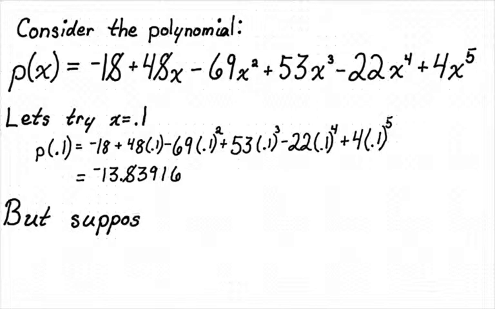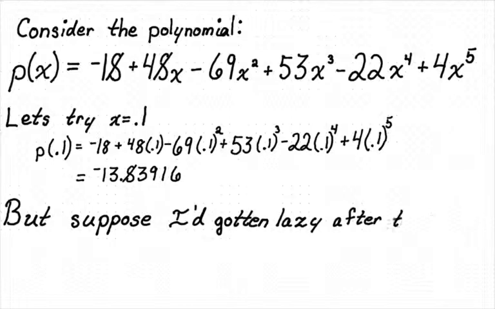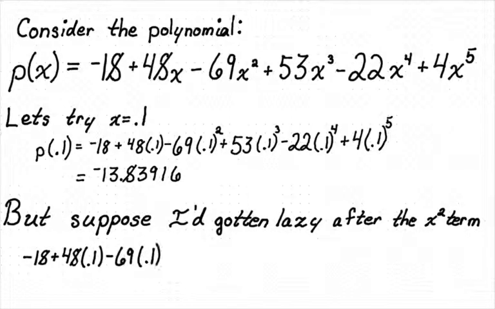But now, what if I had gotten tired typing this into my calculator, and instead stopped after the x squared term? Well, then I would have gotten negative 13.89. And that's actually really close to what we had gotten before, right? So it's not until we get to the hundredths column that this starts to differ.